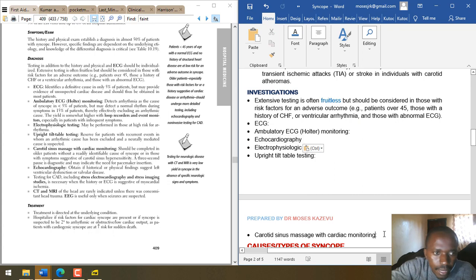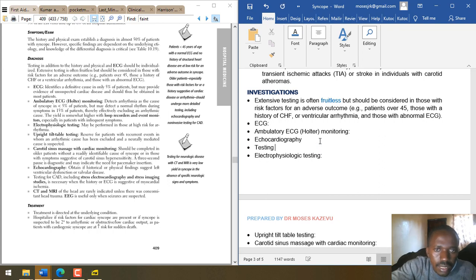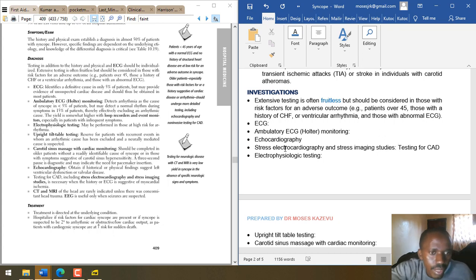And of course, testing for coronary artery disease. So this is with a stress electrocardiography and stress imaging studies. Okay, so it's necessary when the history or ECG is suggestive of myocardial ischemia. Testing for coronary artery disease. So myocardial ischemia.